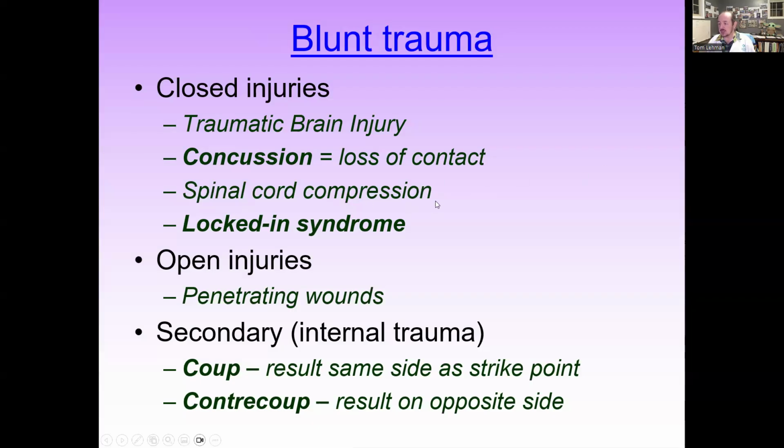Spinal cord compression happens in a lot of falls and a lot of impacts. The danger here is that swelling of the soft tissues in and around the spinal cord may put pressure on the blood flow to the spinal cord, or may put direct pressure on the cord itself, and may turn off signaling within the spinal cord.